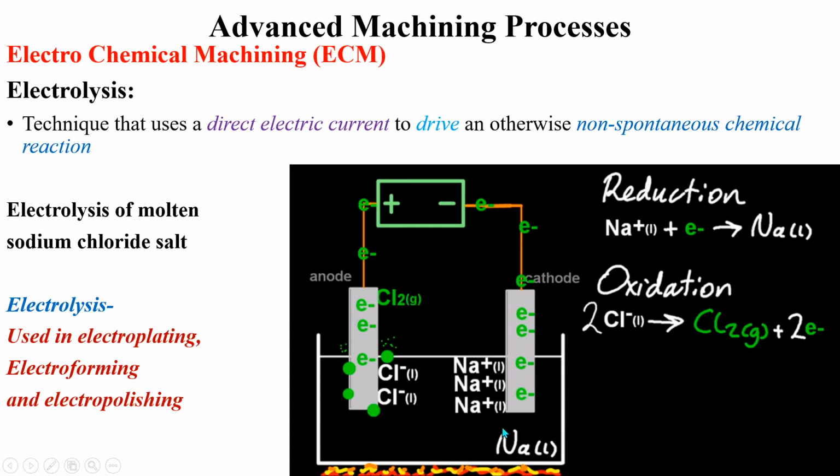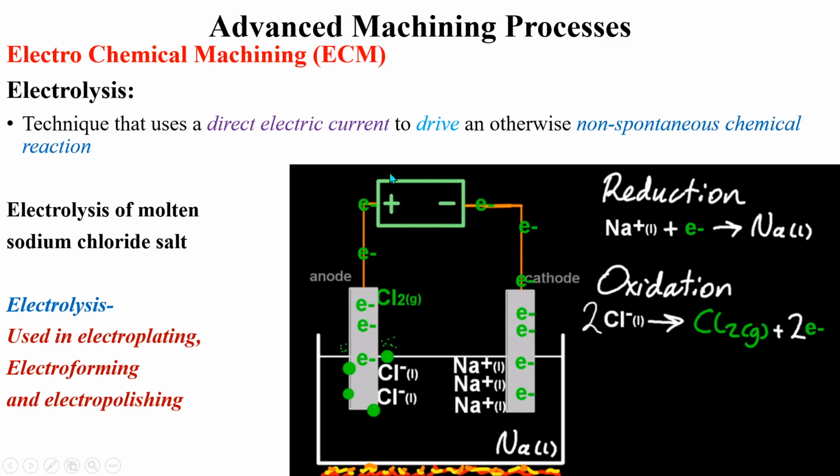So what we will do here is that the solid sodium chloride salt is heated so that it transforms into liquid state. So we are taking two electrodes. These two electrodes are immersed in the molten salt. One of which is connected to the positive terminal of the battery, which becomes the anode, and another electrode is connected to the negative terminal of the battery, which becomes the cathode.